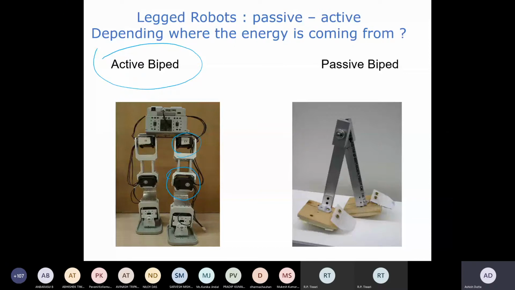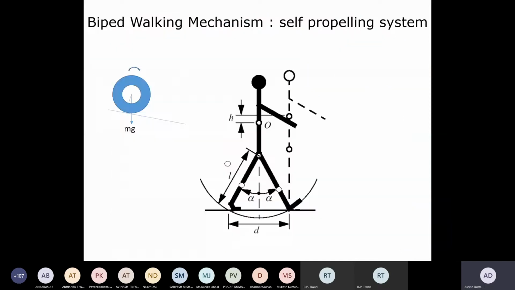Now, is it possible to have a bipedal system without motors? Yes, it is. But you still have to give it energy because it has to move forward. Where is the energy going to come from? For example, gravitational energy. If you put a biped on an inclined surface, it will go down. And such bipeds which do not require energy or motors are called passive bipeds. So this is an active biped and this is a passive biped.